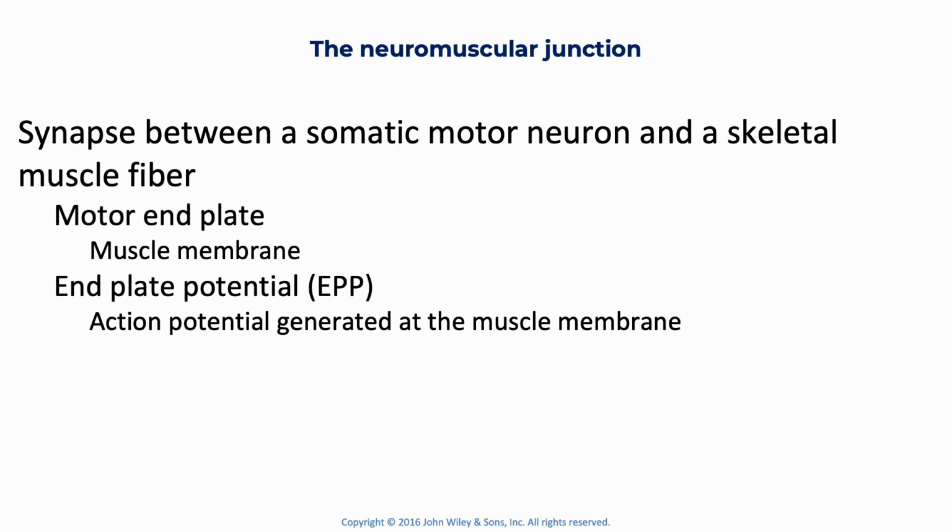Okay, so the neuromuscular junction is the synapse between a somatic motor neuron and a skeletal muscle fiber. At this junction, the end of the motor neuron forms the motor end plate on the muscle fiber membrane. When the motor neuron is activated, it releases the neurotransmitter acetylcholine. Acetylcholine binds to receptors on the muscle fiber membrane, causing depolarization of the membrane and generating an end plate potential.